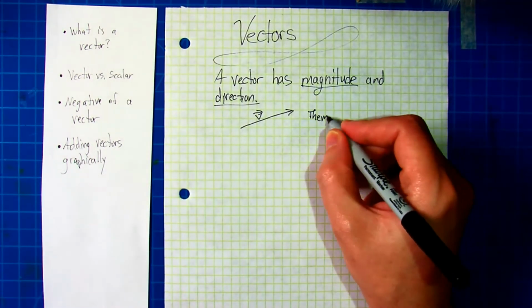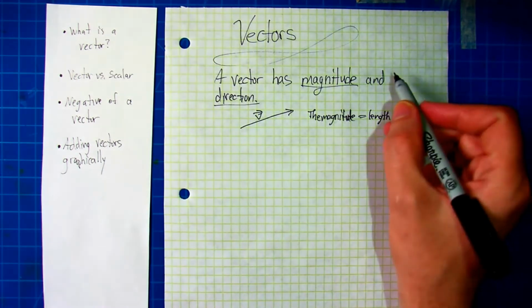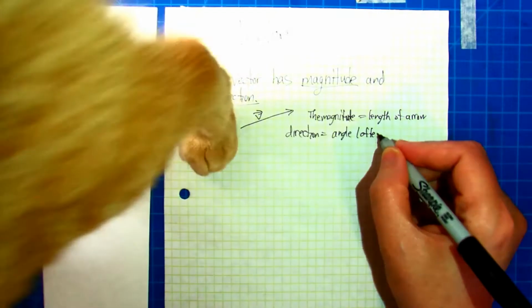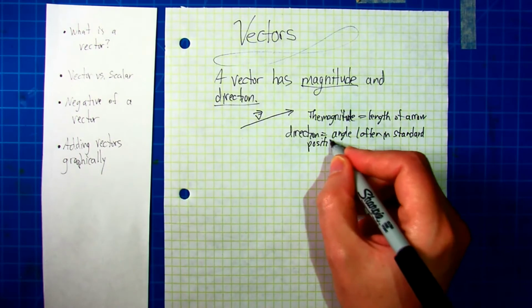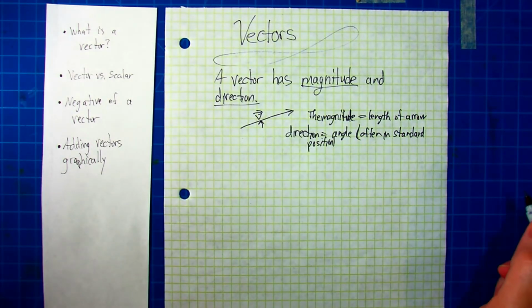The magnitude of the vector is equal to the length of the arrow. So the longer this thing is, the more magnitude it has. And the direction is often given as an angle, and the angle is often in standard position. So the rotation this way would be that, and the magnitude would be the length.